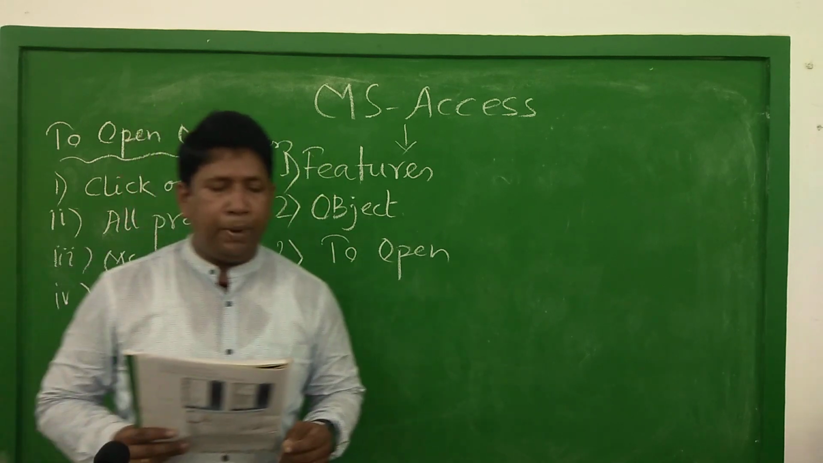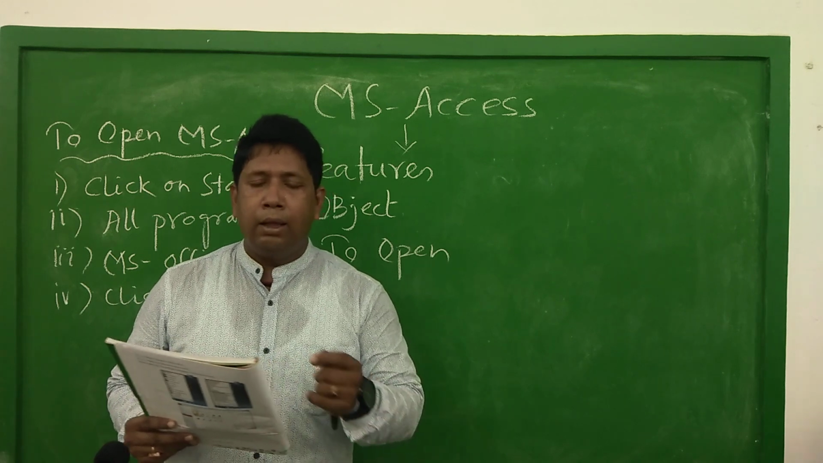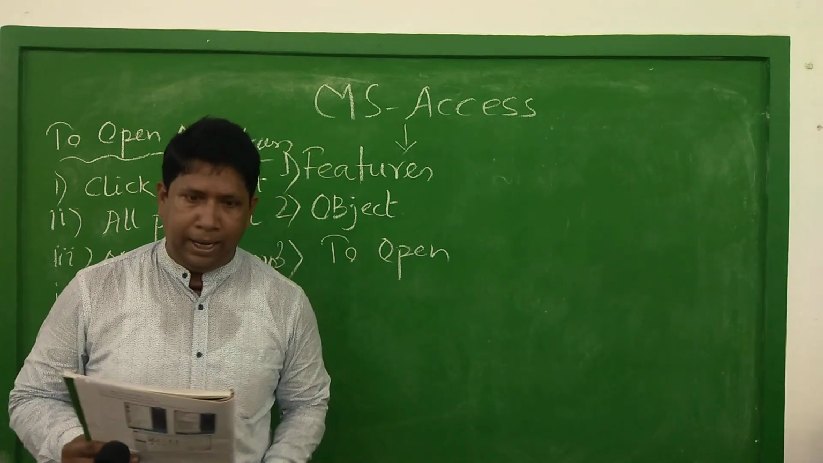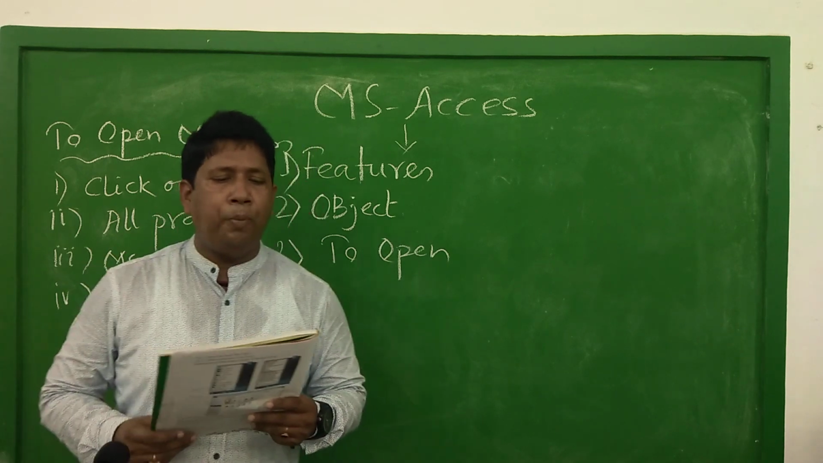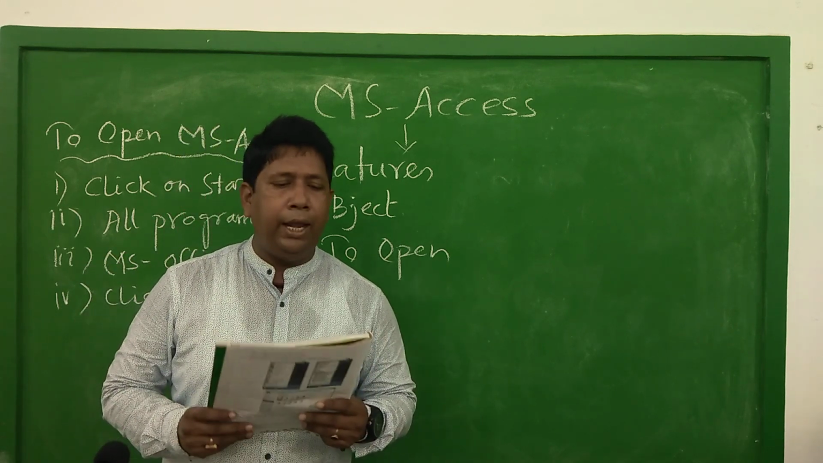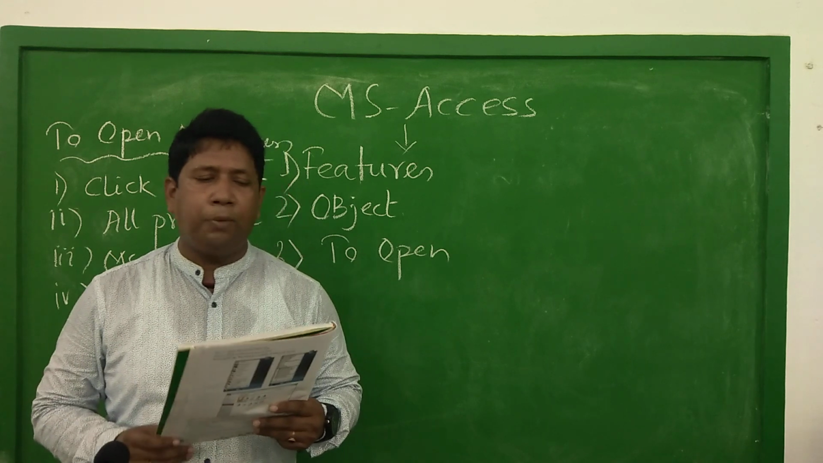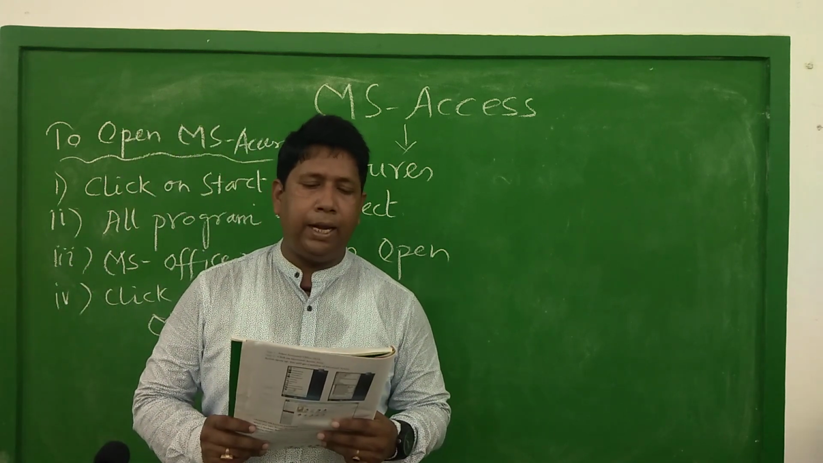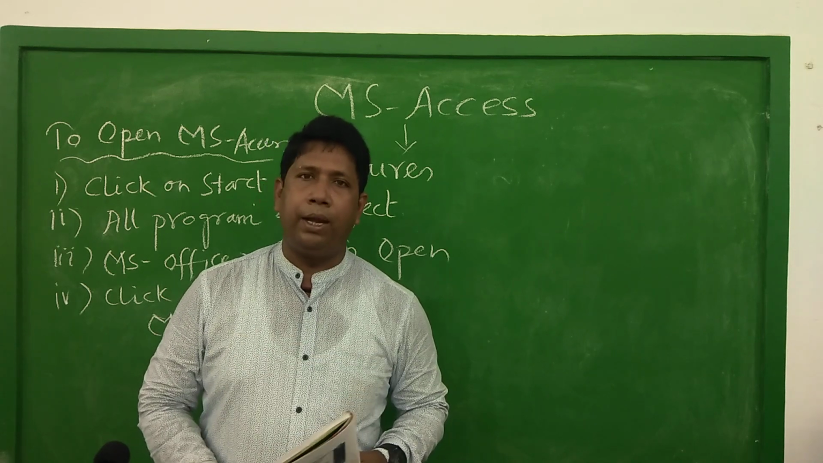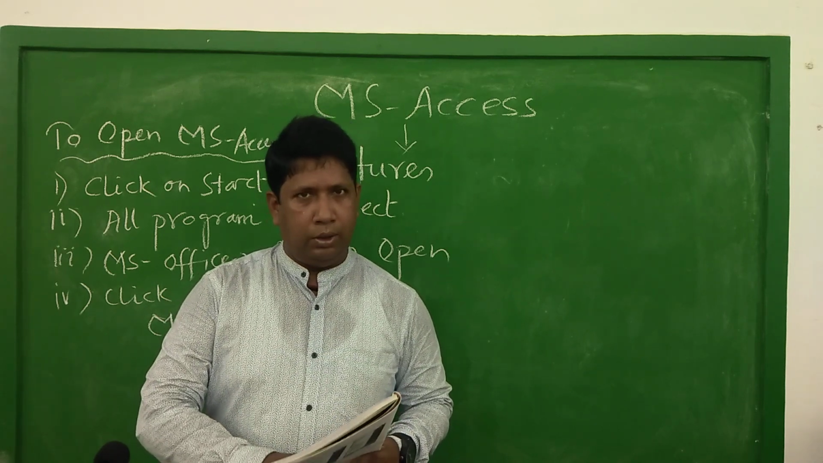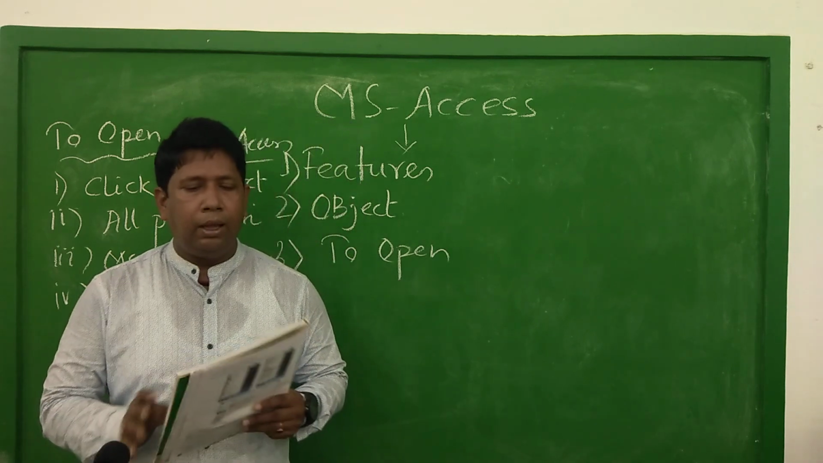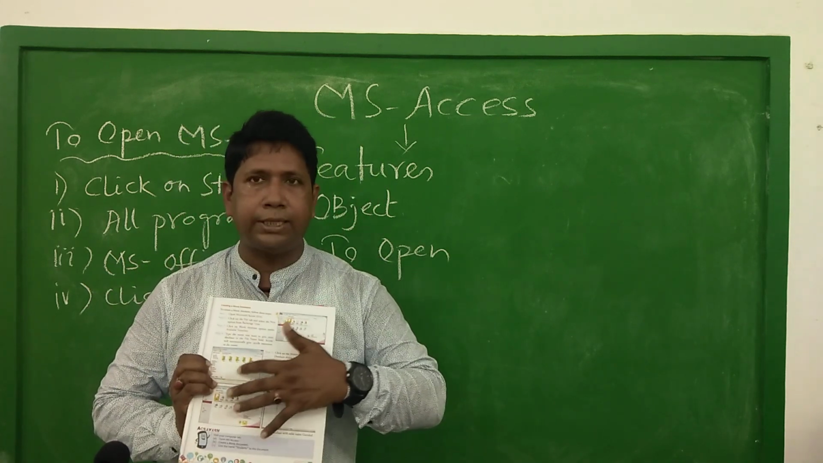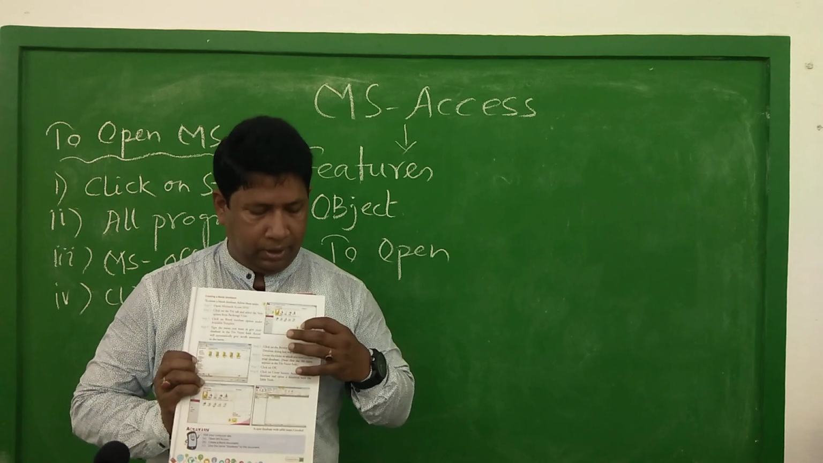So how to open? To create a blank database, first you open Microsoft Access and click on the File tab, select the New option from the Backstage view and click on the blank database option under available templates. You can find this in your book. After clicking on blank database, you can find this type of view on your computer screen. You can see it in your book.